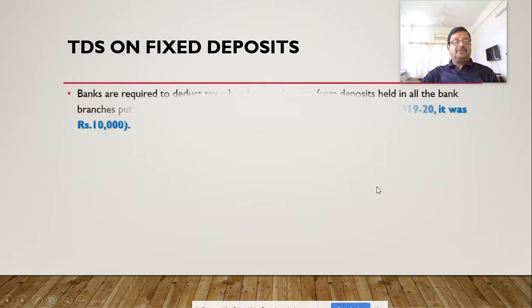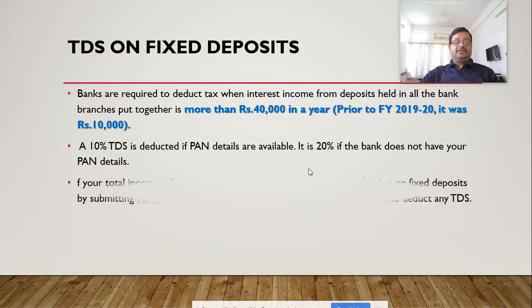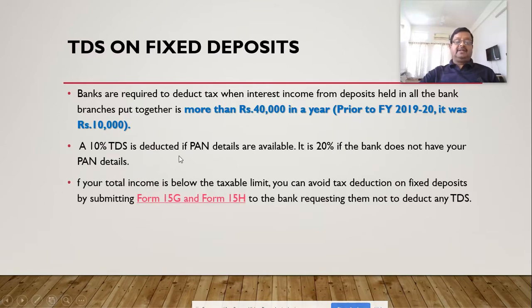Regarding TDS on fixed deposits, banks are required to deduct tax when income from deposits held in all bank branches put together is more than rupees 40,000 in a year. 40,000 has been made in this year's budget. Prior to financial year 2019-20, it was rupees 10,000. So now from this year onwards, it is 40,000 and banks will deduct income tax from the interest on fixed deposits. A 10% TDS is deducted if PAN details are available. If PAN details are not available, then 20% will be deducted.